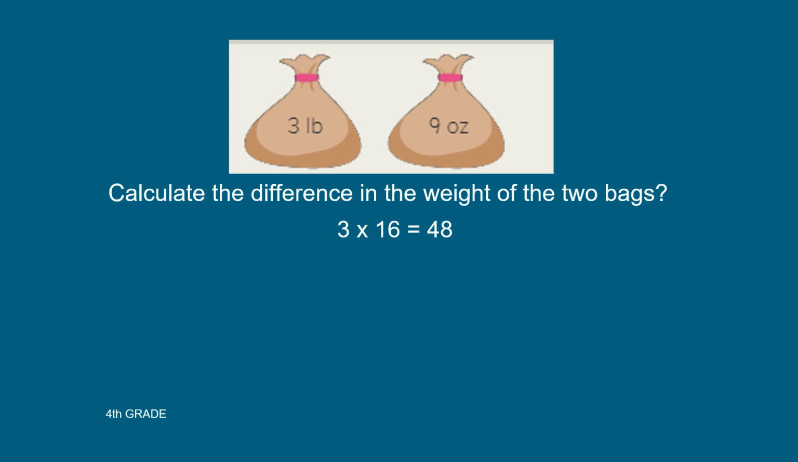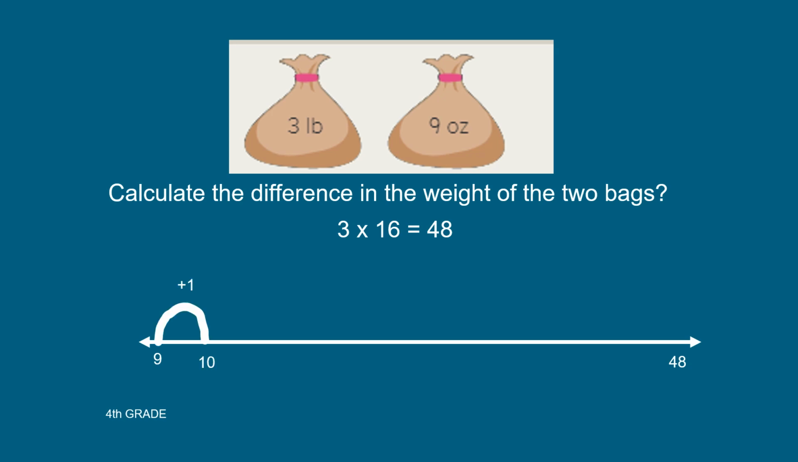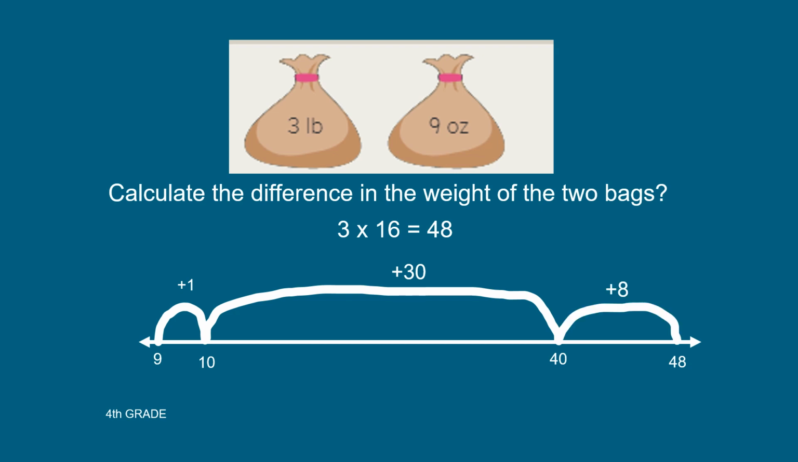Now I can find the difference between 48 and 9. There are many ways to do this. I'm going to use a number line to count up. One bag weighs 9 ounces and the other weighs 48 ounces. I'm going to make a jump of 1 to get to 10. That's a friendly number. I know I can add 30 more and get to 40, and 8 more would give me 48. So where's my answer in this representation?